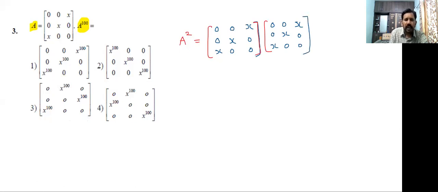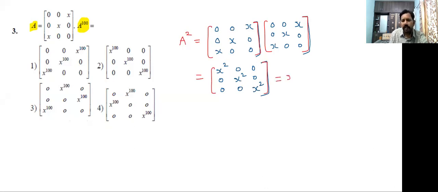Now, find the multiplication of two matrices. Then what we get? 0 into 0, 0, 0 into 0, 0, x into x, x square. So you'll get x square 0 0, 0 x square 0, 0 0 x square. After multiplication, you will get like this. If you have any doubt, multiply both the matrices, then you will identify.